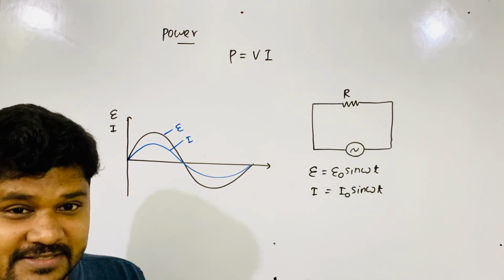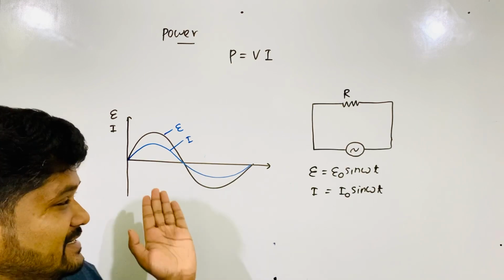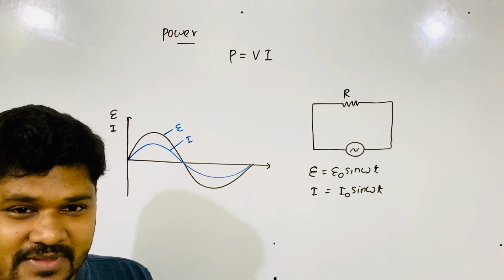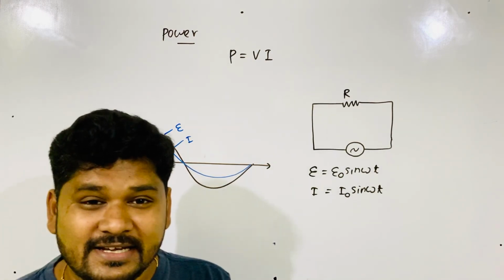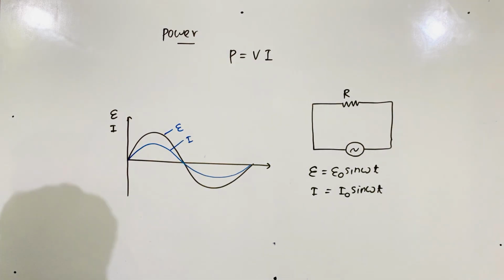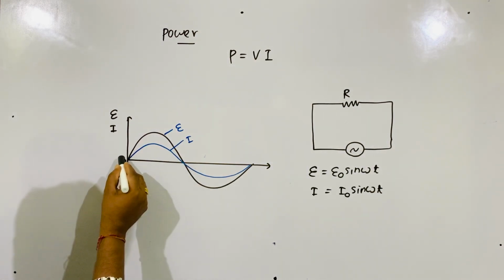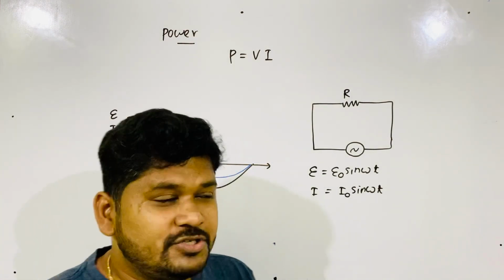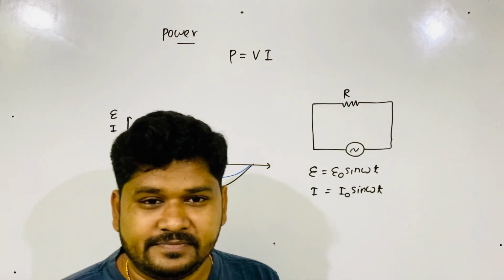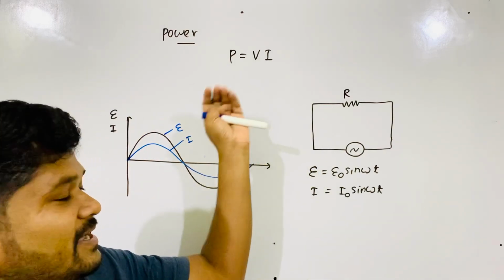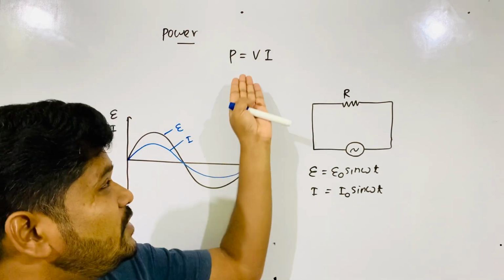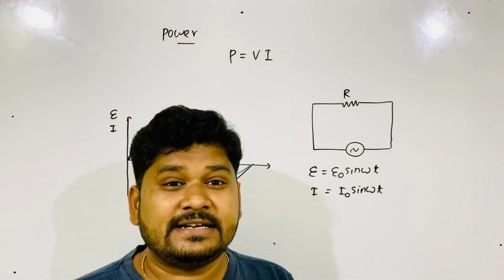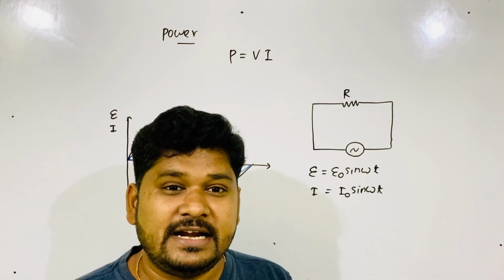Is there an answer? Can you get any answer here? Any answer coming to your mind? What voltage will I take? What current will I take? Because every time you see, current is changing at every instant. Voltage is changing at every instant. So which one will I put here? This formula is only applicable for DC, for direct current where both voltage and current are constant.